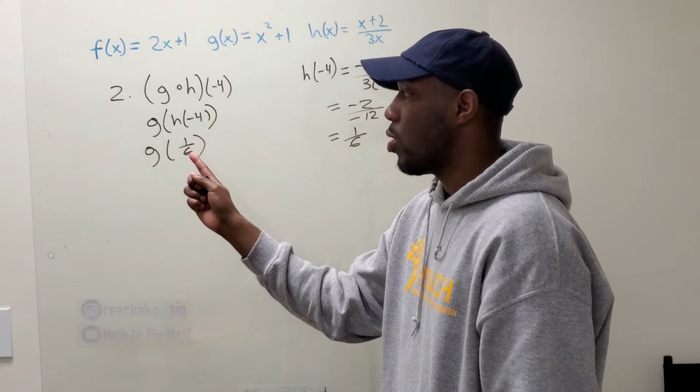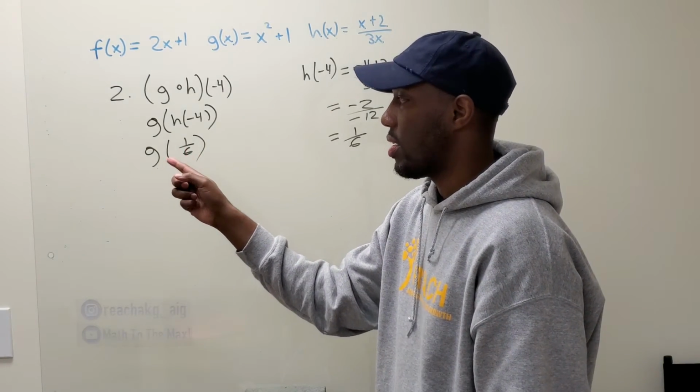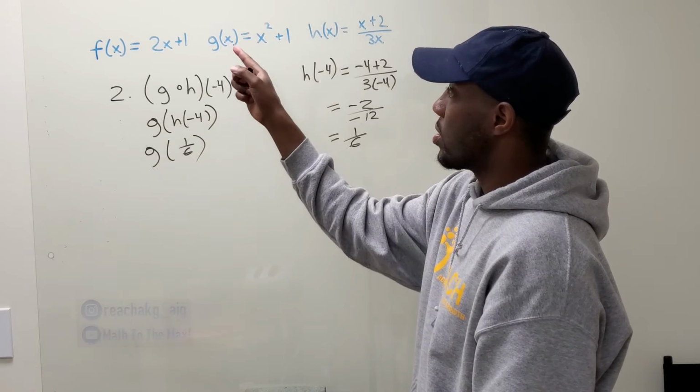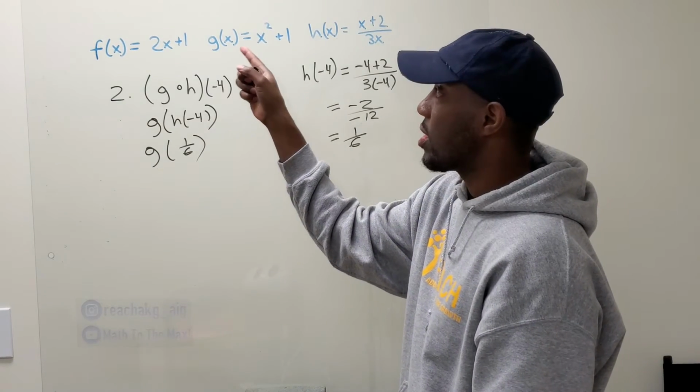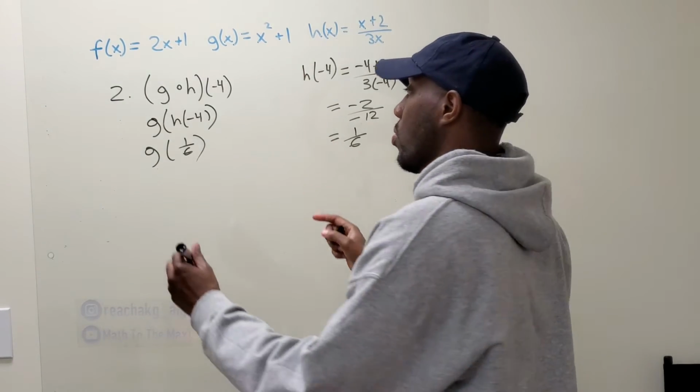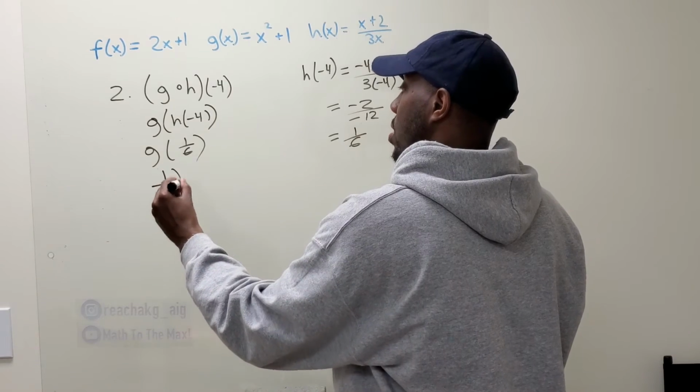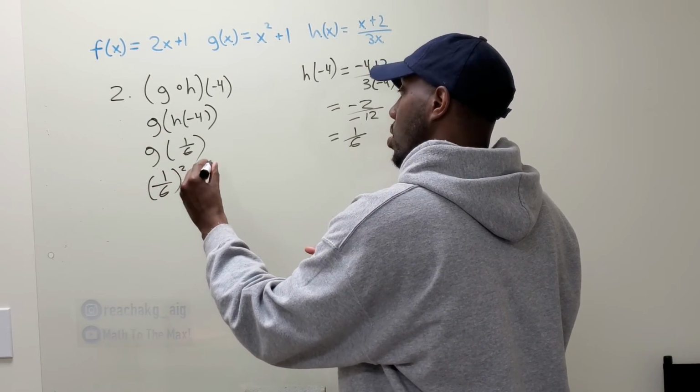Now, this means go to what? The G function, plug in 1/6. So go up to the G function and plug in 1/6. So it'll be 1/6 squared plus 1.